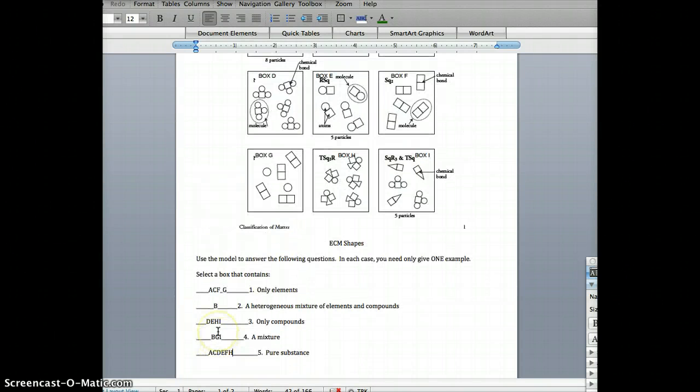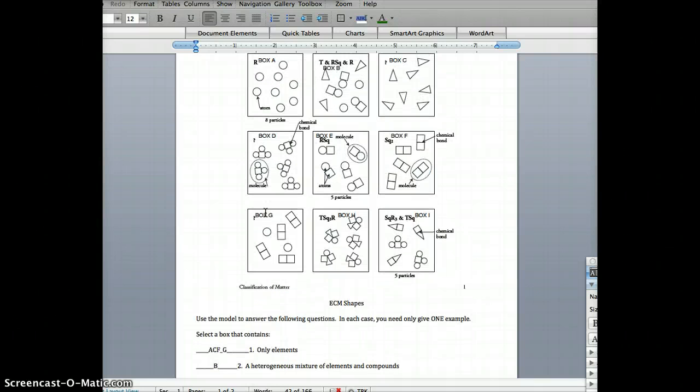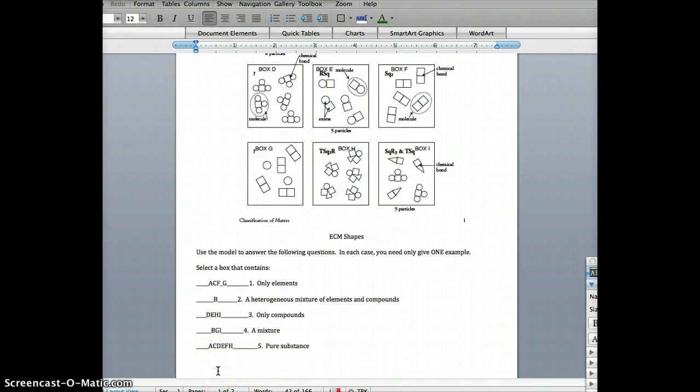Five molecules. It would need to have 5 molecules in it. So this box qualifies. 1, 2, 3, 4, 5. 1, 2, 3, 4, 5. 1, 2, 3, 4, 5. So it looks like D, E, F, H, I all have 5 molecules.